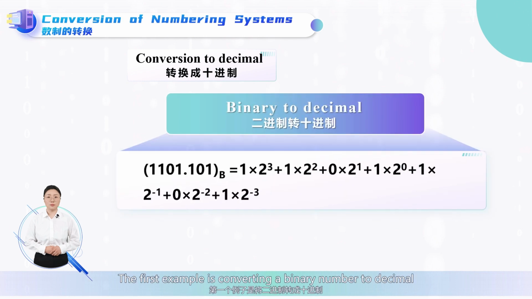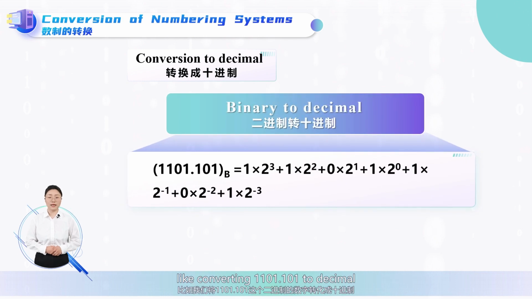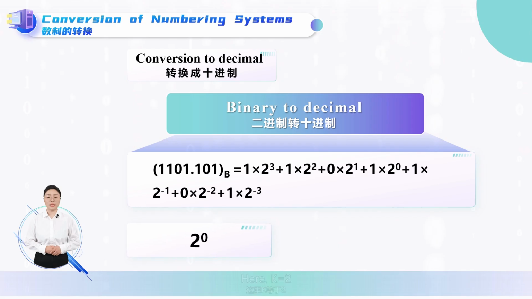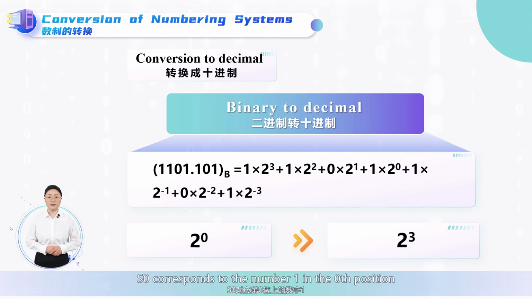The first example is converting a binary number to decimal, like converting 1101.101 to decimal. First, expand this number into a polynomial using the expanded form of place values. Here, k equals 2, and the integer part ranges from the 0th power up to the 3rd power. S0 corresponds to the number 1 in the 0th position. S1 corresponds to the number 0 in the first position. S2 corresponds to the number 1 in the second position. And S3 corresponds to the number 1 in the third position.